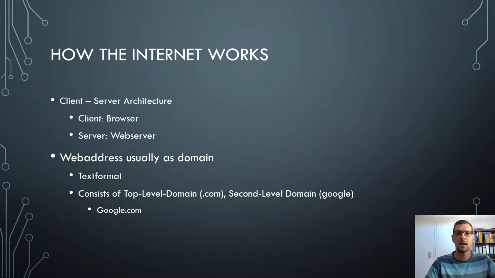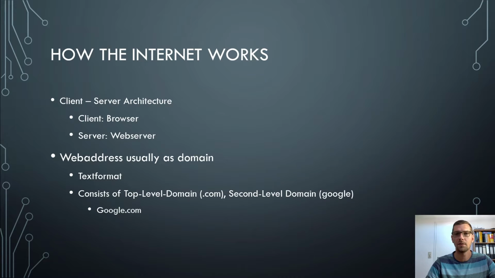We usually type in a domain, and that is usually a text format like google.com. .com is in this case a top-level domain. It is just called like that. So the endings are usually the top-level domain, and then we have a second-level domain, which is, for example, Google or Facebook. Those are the second-level domains.